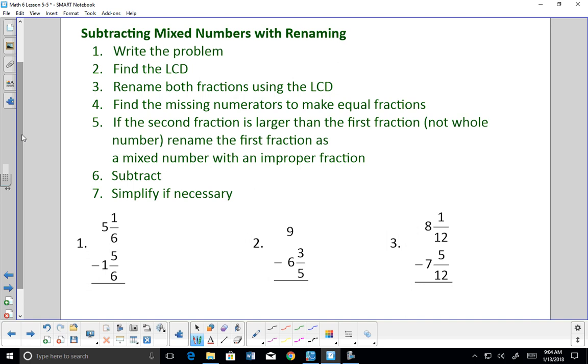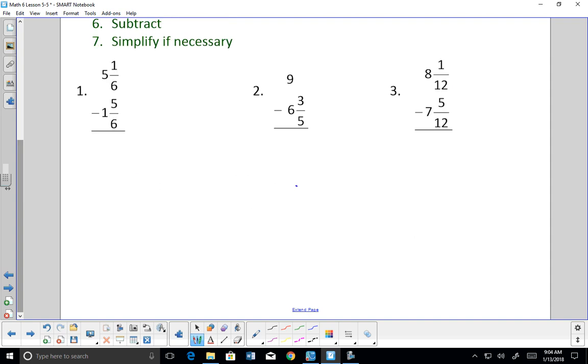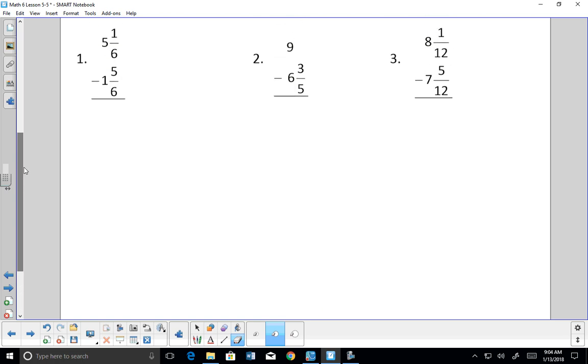Because I figure the more examples that you see, the higher likelihood it is that you're going to understand this, because this can get confusing at times. So, let's take a look. 5 and 1/6 minus 1 and 5/6. This already has a common denominator. But if I look at this, I know I can't take 5 from 1. I can't subtract 5 from 1.